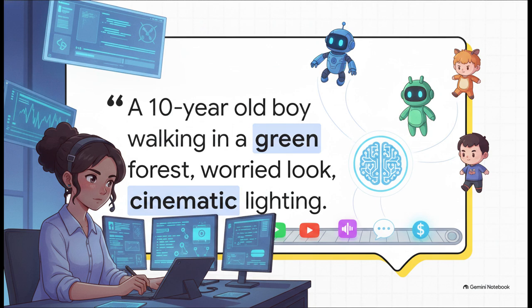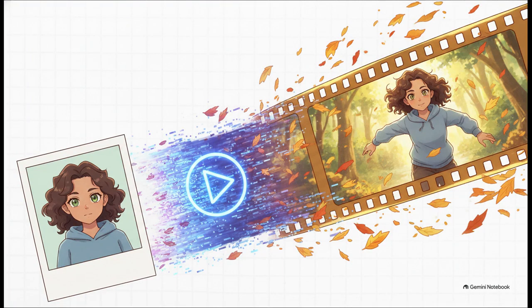Notice how hyper-specific they need to be. We're talking white shirt, blue pants, worried facial expression, and cinematic lighting. You take this incredibly detailed text prompt and feed it into an image generator, like Canvas Magic Media, to generate the high-quality static images for each of your 40 to 50 scenes. So, how do we make it move?